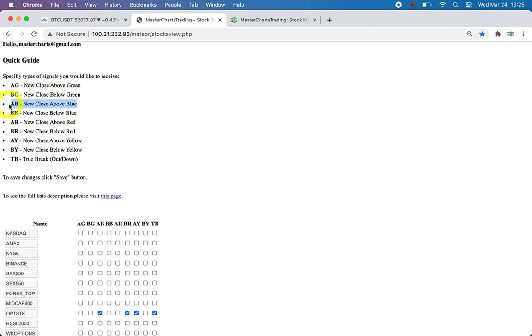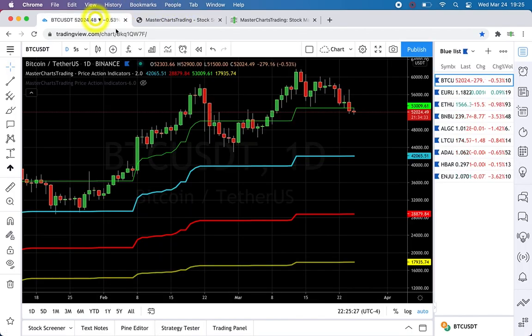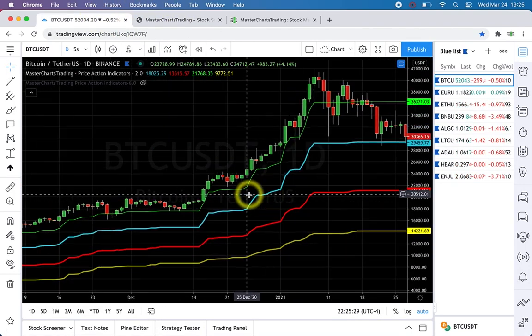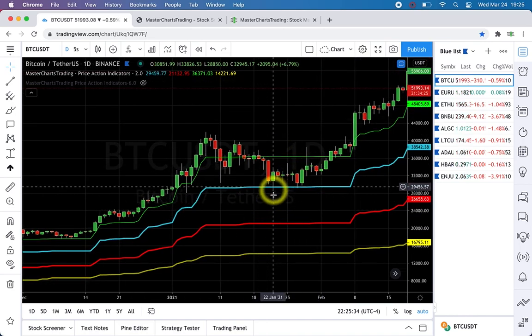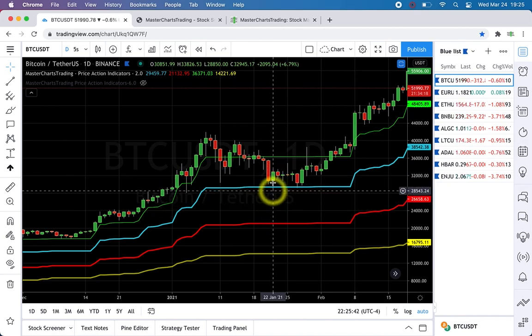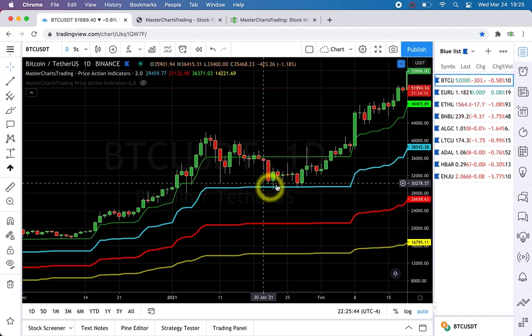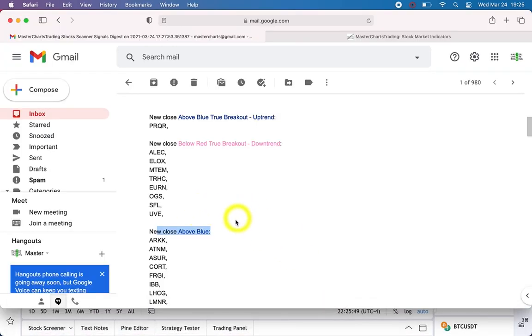So this one is the most important one, AB, new close above blue. So new close above blue line, you can find it right there, so you can check mark it. What does that mean? New close above the blue line is, for example, like that. So you can see where I'm hovering, 22nd of January for this Bitcoin chart, we dipped below the blue line, we closed above it. So on 22nd of January, this would have been an alert. It would have come up on the list here.